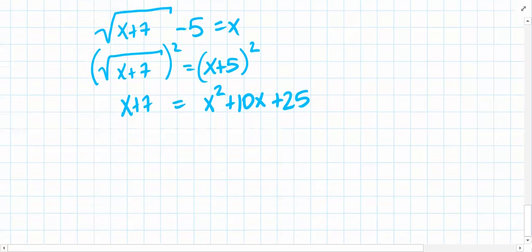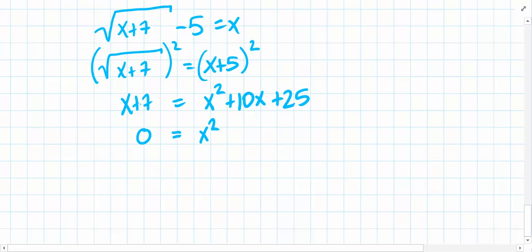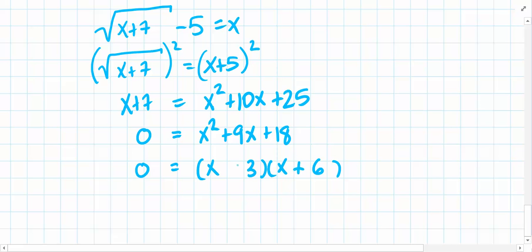Okay, so now, if I get 0 on this side, I still have x squared, 10x minus x is a 9x, and 25 minus 7 is a positive 18. Okay? So we end up with a quadratic, right? So I have 0 is now equal to, can we factor this quadratic? And some of you already see it, which is great. And the answer would, of course, be 3 and 6, and everything's positive. So now I have a factored quadratic.